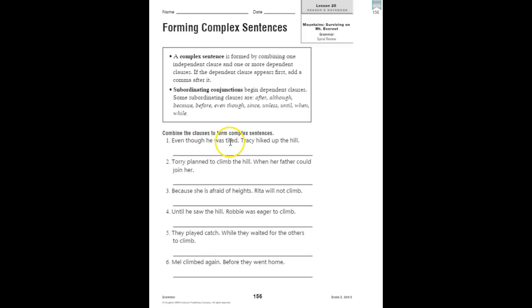Even though he was tired, Tracy hiked up the hill. Okay, so we need to think about which one is the dependent clause. Which one cannot stand on its own? It's very similar to the example that we had. Okay, we have even though, that is our subordinating conjunction. So we know that when we combine this, we are going to make this period a comma instead, and then it will become a complex sentence. Okay?